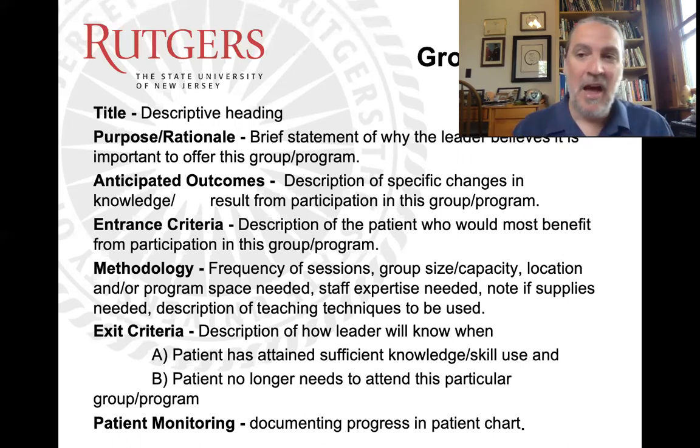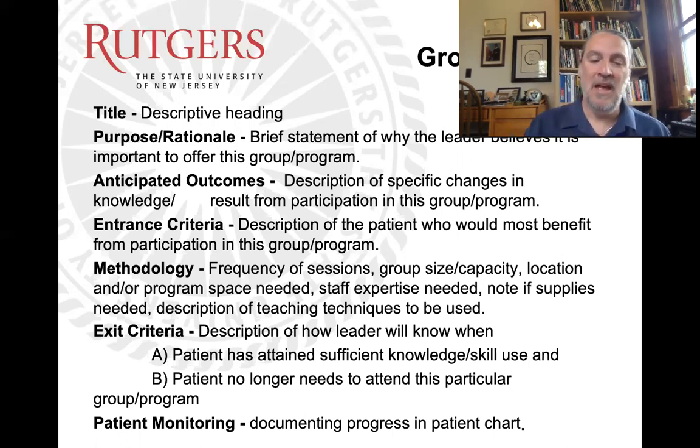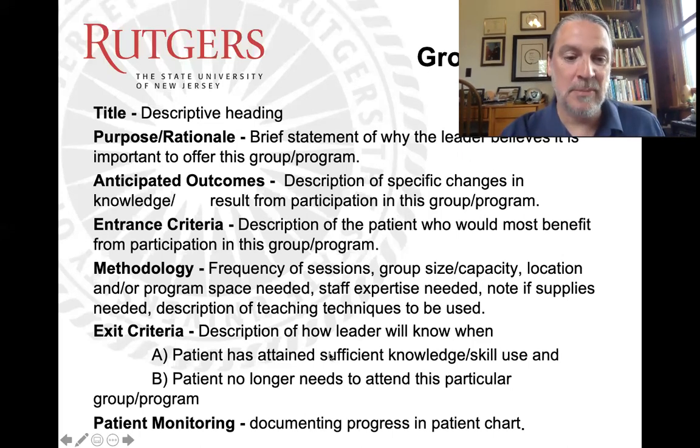Exit criteria. How do we know when someone's done? That they've either gotten their maximum benefit out of the group or they're just not going to be able to move forward with it? And then also, how is this all going to be documented?